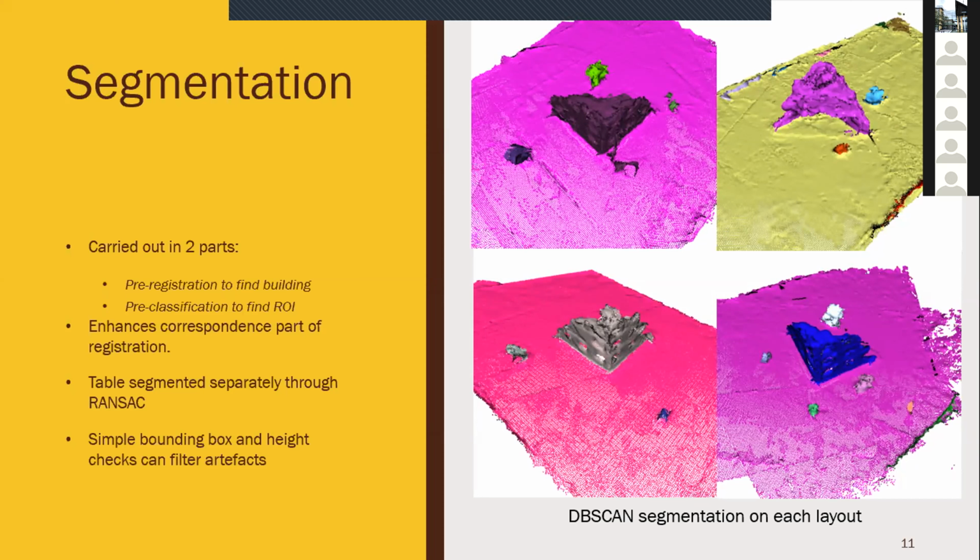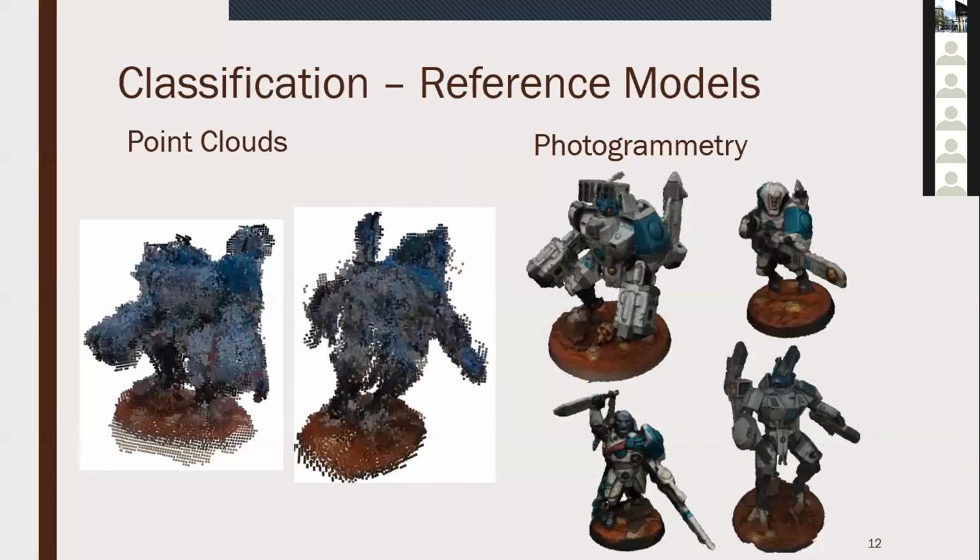Great, so wonderful. We've got our segmentation, now we can actually begin the classification process. And so to actually classify the models in 3D, I needed a set of reference models to create. So initially, on the left, I tried to create them just by cutting out the point clouds that I created and aligning them individually. But as you can see, these point clouds are very, very noisy. And I had trouble creating them for the smaller miniatures, so I had to find a different way of doing this.